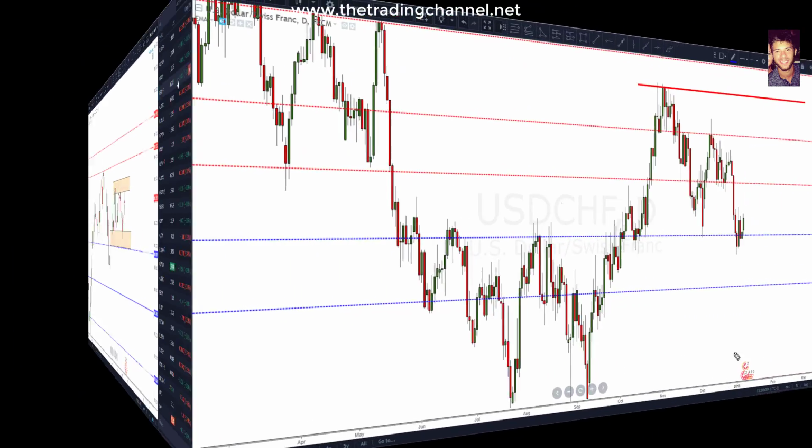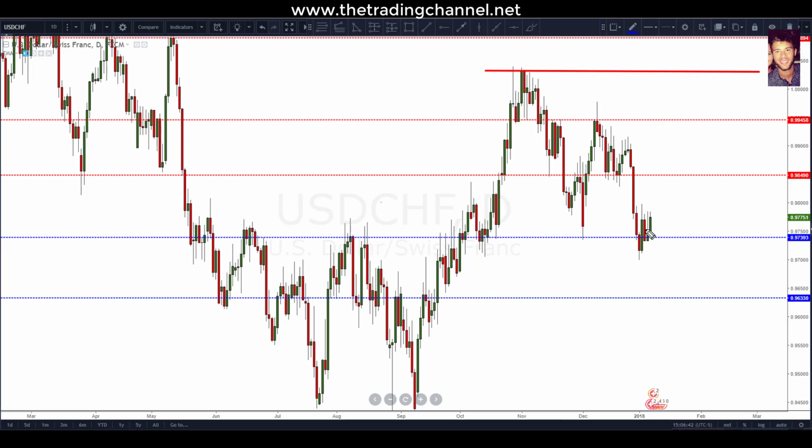Last week here on the dollar Swiss, we were talking about the 0.9739 level as being a possible level of support for this market. The market pushed down into that level and then pushed right back up on the very next candle, closing back above that level, giving us an indication that we could see this market reverse here from, as you can see, the downtrend we've just created.